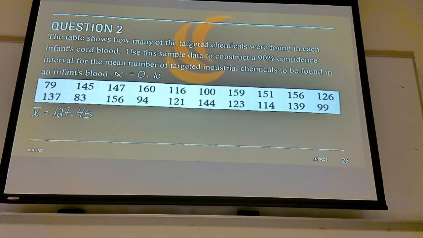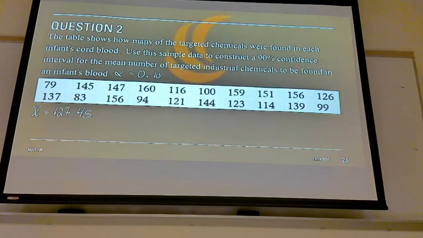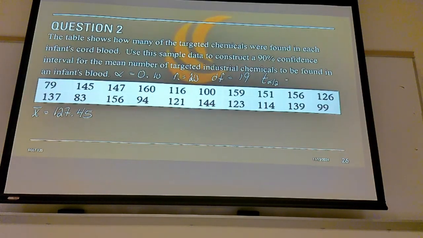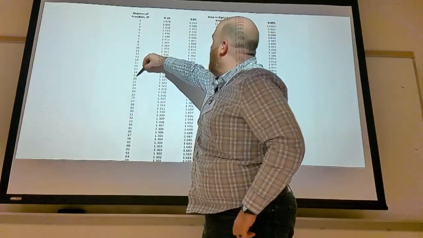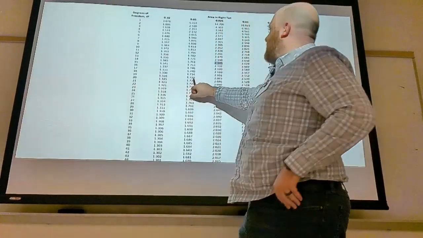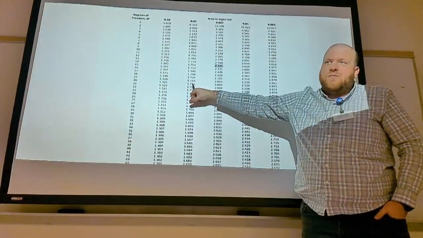This now allows us to find our critical value. She got 19 because she did n minus 1. Degree of freedom 19, alpha over 2 is 0.05. Critical value is 1.729. Again, if you scroll down, you'd see this is the 90% confidence. So 1.729 will be our critical value. The table looks intimidating, but it's very easy to read.